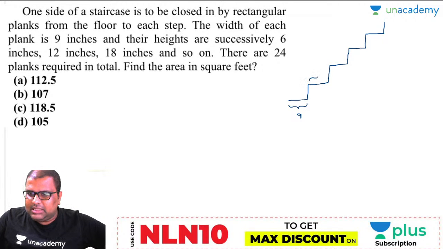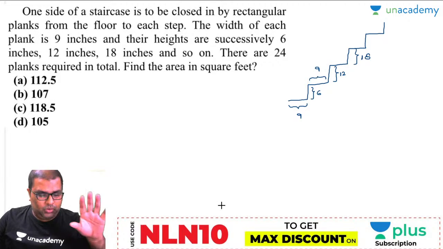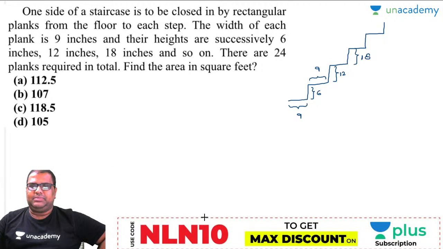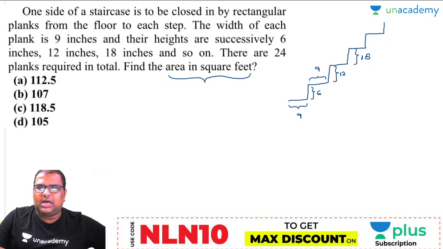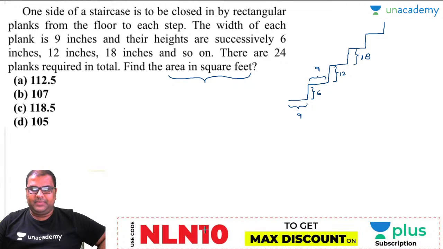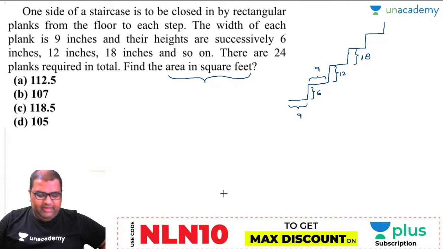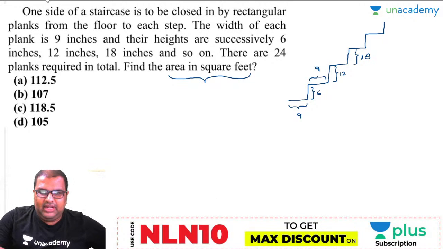Now look, every width is 9 only. Height is 6 and the next plank height is 12, the next step height is 18, and so on. So how many are there? There are totally 24 planks needed, it seems. Find the area in square feet is the question asked, right? So first of all you have to convert inches into feet. Now can anybody say 1 feet is equal to how many inches in the comment section box?